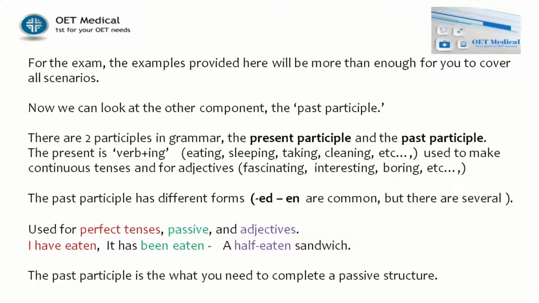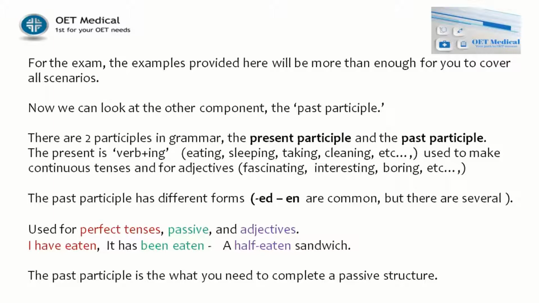There are two participles in grammar, the present participle and the past participle. The present participle is the ing form. Example, eating, sleeping, taking, etc. Used to make continuous tenses. He is eating, he is sleeping, they are taking. The verb here is. The present participle is taking. That's the pure grammar form.